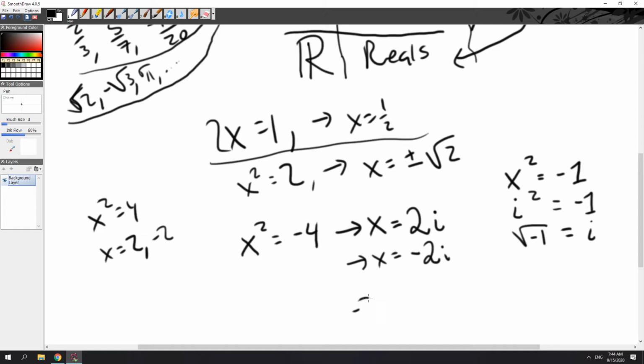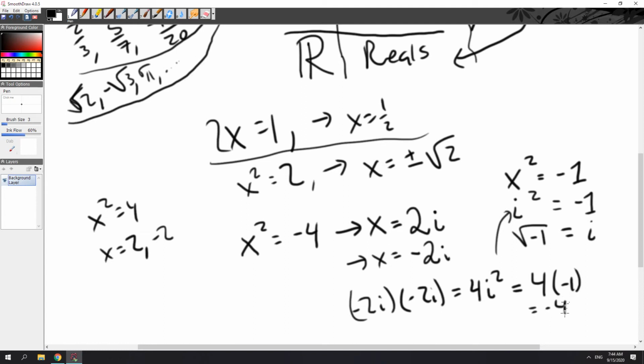And you'll see if we multiply these together, negative 2i times 2i... negative 2 times 2 is negative 4... actually, as the speaker works it: negative 2 times negative 2 is 4. i times i is i squared. But remember, i squared is just negative 1. So this is really 4 times negative 1. So this is just negative 4.